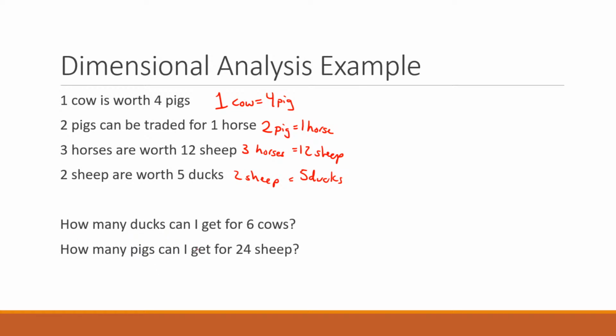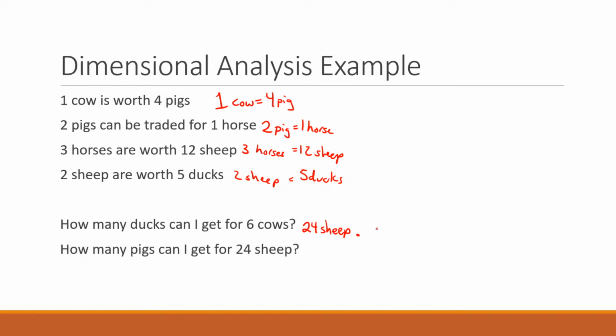For this second one, how many pigs can I get for 24 sheep? So I'm starting with 24 sheep, and I want to multiply this by some stuff to get my way down to pigs. I know I can convert sheep to ducks, but that doesn't get me any closer to pigs. I can't do anything with ducks. But I can convert sheep to horses and then horses to pigs. So let's do that.